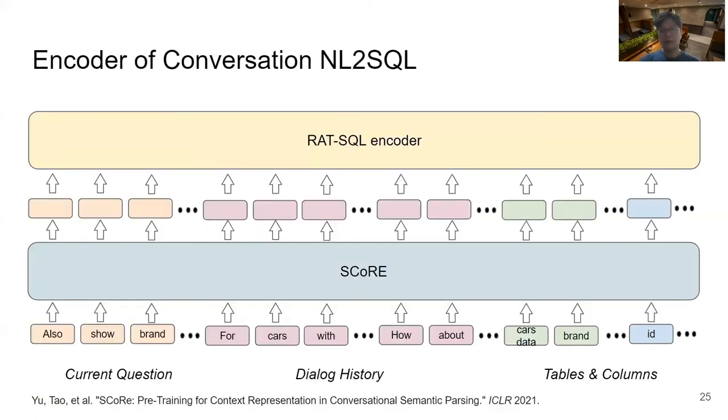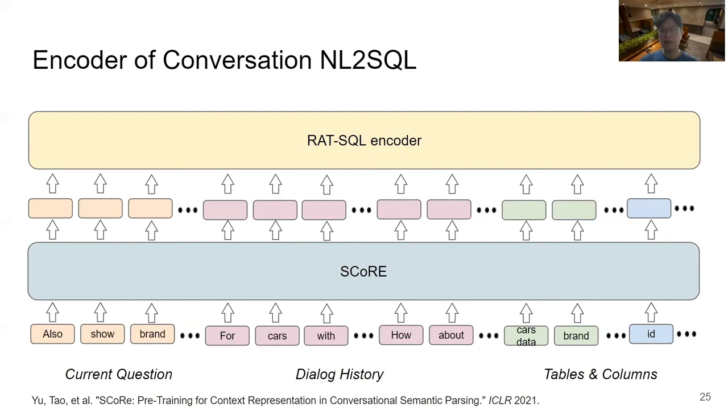The state-of-the-art in conversational NL2SQL exploits a pre-trained model called SCoRe rather than using general language models. The pre-training is on top of RoBERTa and uses three additional loss functions to inject the context-related inductive bias into language models.